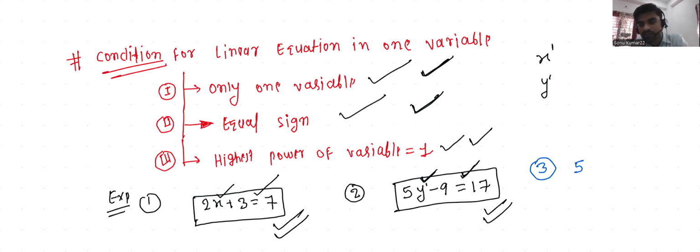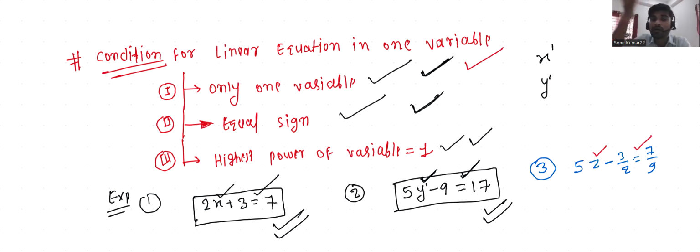5z minus 3 by 2 is equal to 7 by 9. Is it a linear equation in one variable or not? We have to think about it like this. How many variables are there? If you see carefully, there is only one variable, z. This is satisfied. Now, how many equal signs are there? Yes, the equal sign is also there.